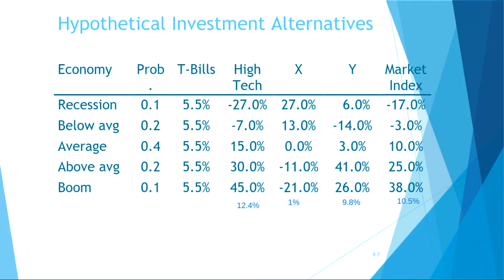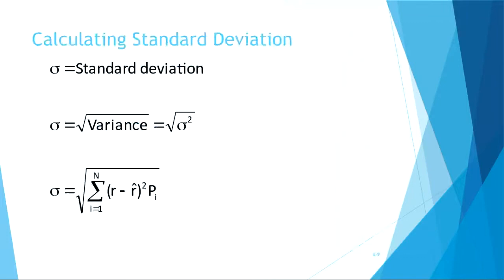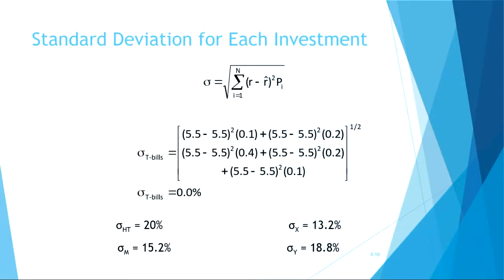Please calculate the standard deviation for each investment. Then please copy these numbers, and then I'll show you the formula. Let me wait a few seconds to copy these numbers. Done. Good. Here is the formula. We already calculated R hat. So R minus R hat, I did it for the T-bills, 5.5%, so it's all 5.5. So the risk, the standard deviation, is 0 for the risk-free rate.